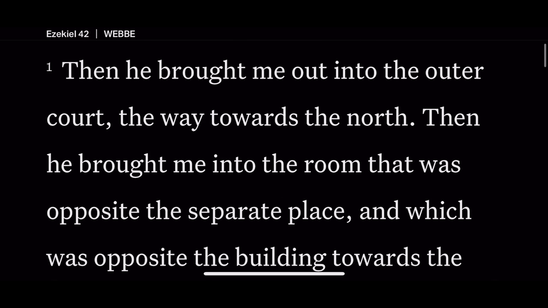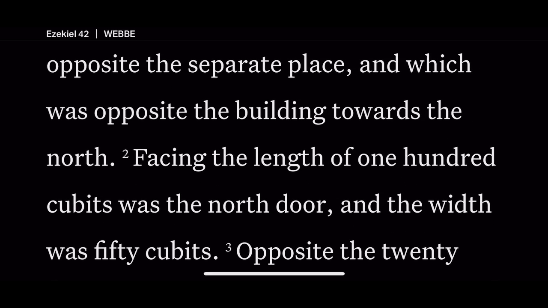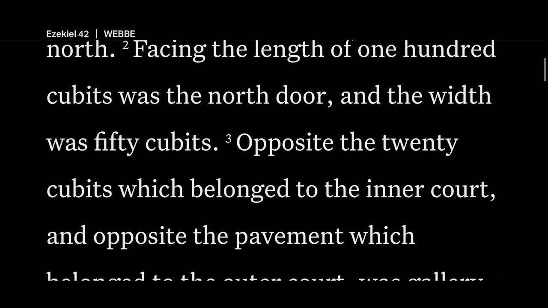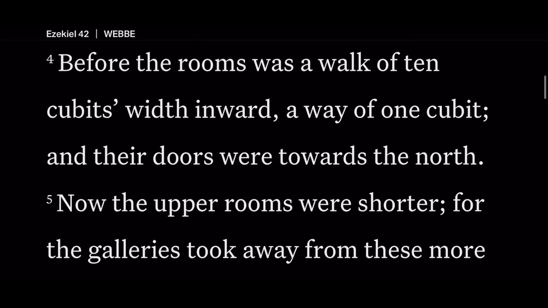Chapter 42. Then he brought me out into the outer court, the way toward the north. Then he brought me into the room that was opposite the separate place, and which was opposite the building toward the north. Facing the length of 100 cubits was the north door, and the width was 50 cubits. Opposite the 20 cubits which belonged to the inner court, and opposite the pavement which belonged to the outer court, was gallery against gallery in the 3 stories.